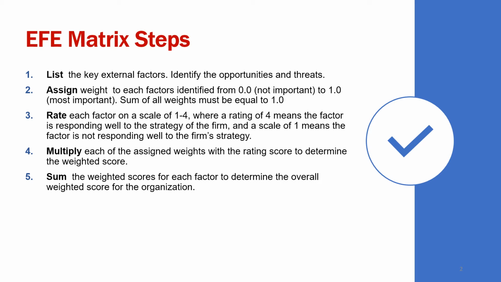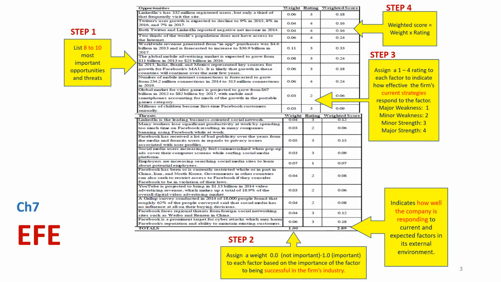These are the steps to come up with the EFE matrix. There are five steps, similar to the IFE. To explain this, I will go over to the next slide. Now this is how the EFE matrix looks like. It's similar to the IFE matrix. It has columns and rows, and each of these is properly labeled. In here we have the opportunities, the threats, the weight, rating, weighted score, and so forth.